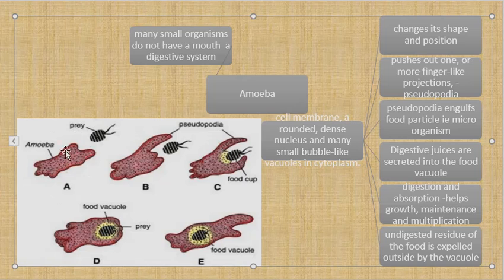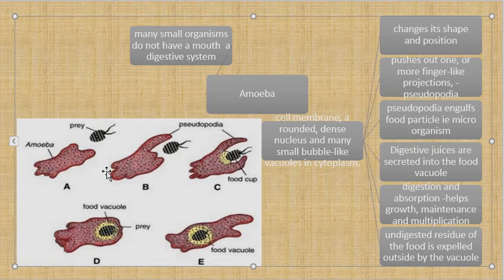So, unicellular organisms, microorganisms like amoeba do not have a mouth or a digestive system, but they use the pseudopodia to engulf and capture other organisms or food particles, and then push it into the vacuole where the digestive juices absorb the necessary nutrients, and the remaining undigested unwanted portion is thrown away.